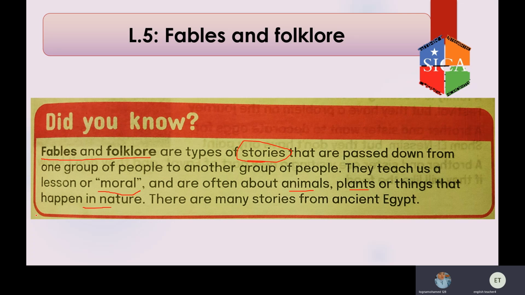Okay, so there are many stories from ancient Egypt. Do you know Kalila and Demna? Did you hear about this? No. So Kalila and Demna are old stories about animals that talk, sing and dance and tell stories, and act like humans. And these are Egyptian stories. So you can ask your parents about this. Kalila and Demna, stories about animals that talk.